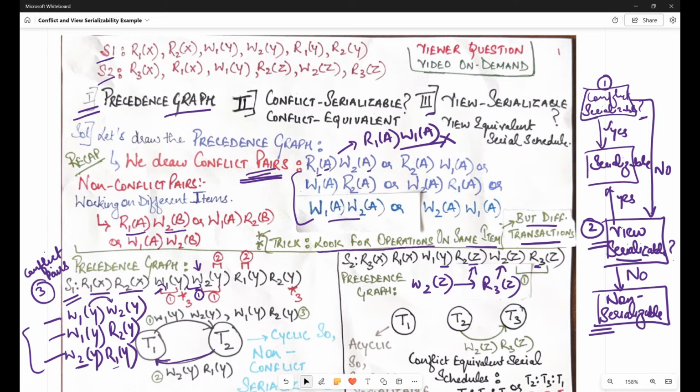Now since there is no cycle in this graph, it is acyclic, therefore it is conflict serializable. So yes, S2 is conflict serializable. S1 was not conflict serializable. So now for this particular graph, we can find out its conflict equivalent schedules, because it is conflict serializable.